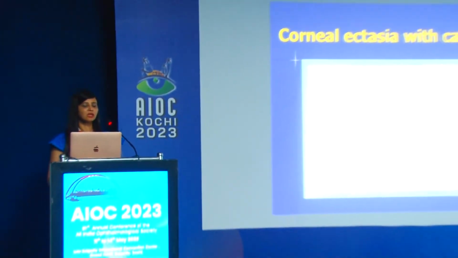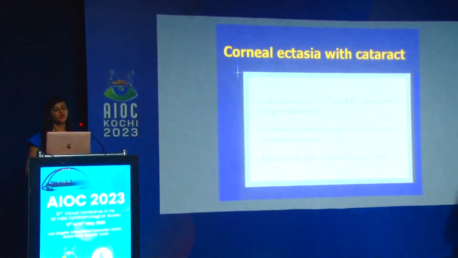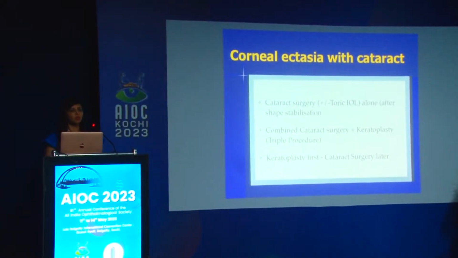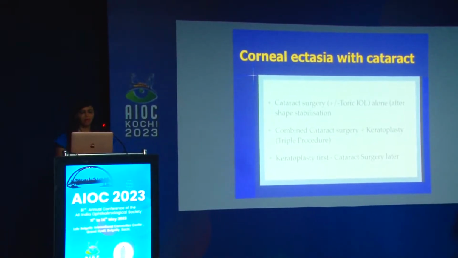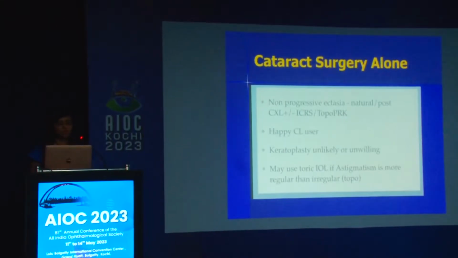I'm talking about optimizing cataract surgery in corneal ectasia. I think all of us who are dealing with cataract surgery with keratoconus are dealing with these three categories of patient: where you're doing cataract surgery alone, or you're doing a combined surgery, or you've done keratoplasty at some point when the patient is younger and now you're planning the cataract surgery. So I'm just going to talk very briefly about the nuances in each of that.